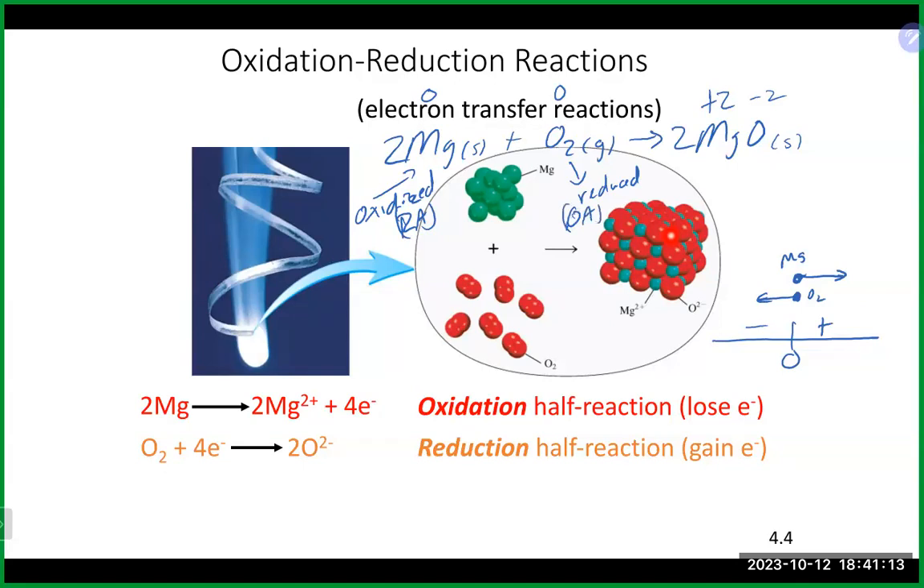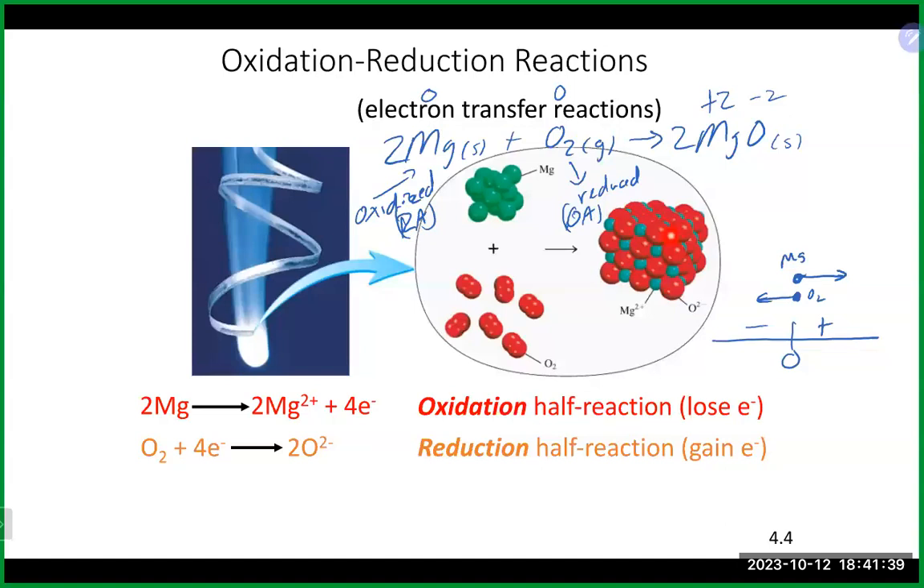By the way, the things that are being oxidized and the things that are being reduced, along with the oxidizing agent and the reducing agent, are found always on the left-hand side of the arrow. So they're always reactants, is where you identify those guys from. Now, we can write what is referred to as half reactions that describe what is happening in this case.